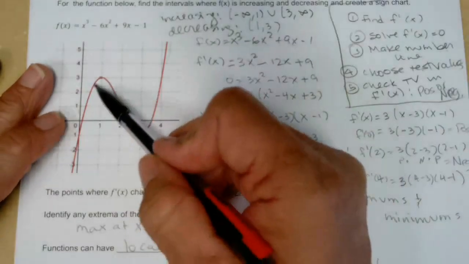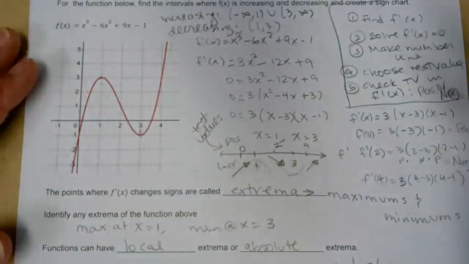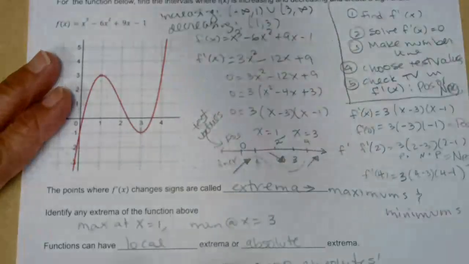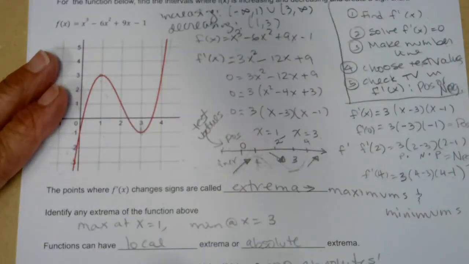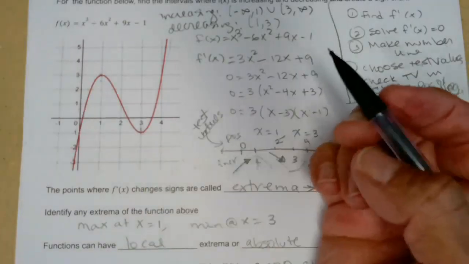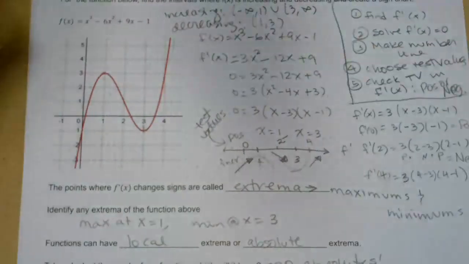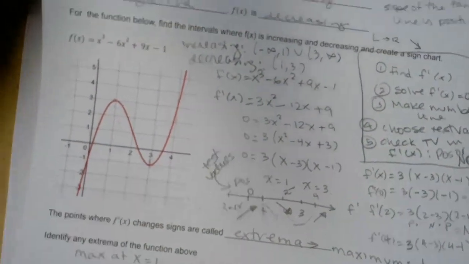But I have a highest point in the area, right? That's kind of the non-technical term, right? So we have a local max at x equals 1, and we have a local min at x equals 3. So it's the lowest point in the area, but it's not the lowest point overall for our function. Okay, so that's what the first derivative can tell us.